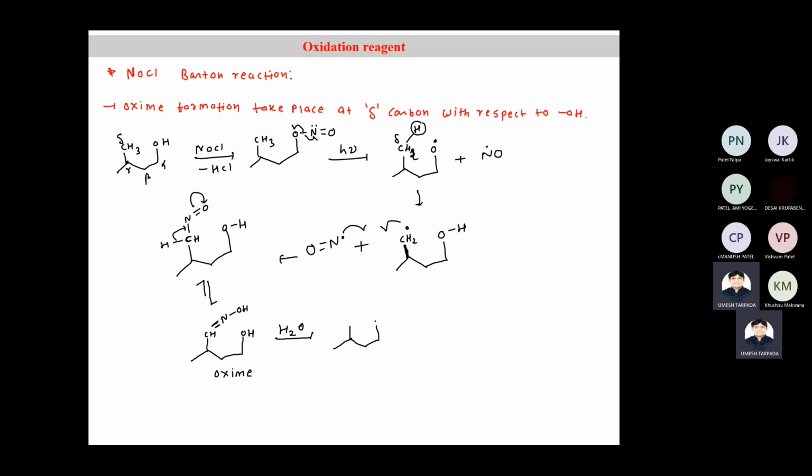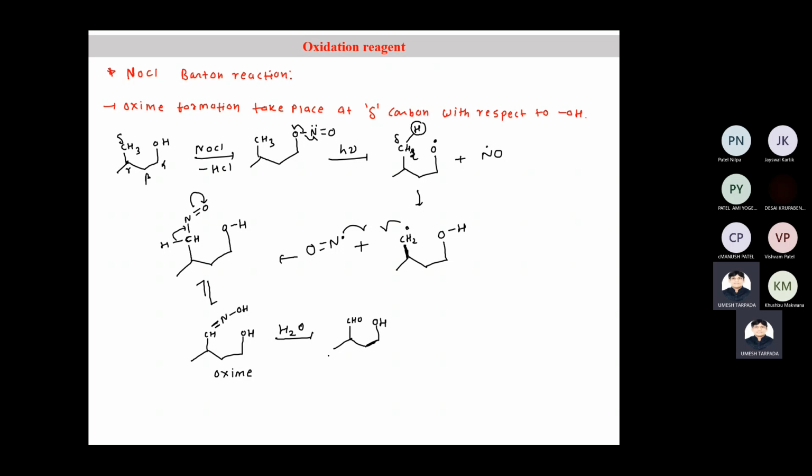So if you want to prepare aldehyde, then this reagent is also useful. First you carry out Barton reaction followed by hydrolysis. So this is called Barton reaction. Simply see, the delta hydrogen undergoes reaction, and the delta hydrogen is abstracted by the oxygen of the OH group, or the delta hydrogen is replaced by an oxime group. So this is called oxime formation.